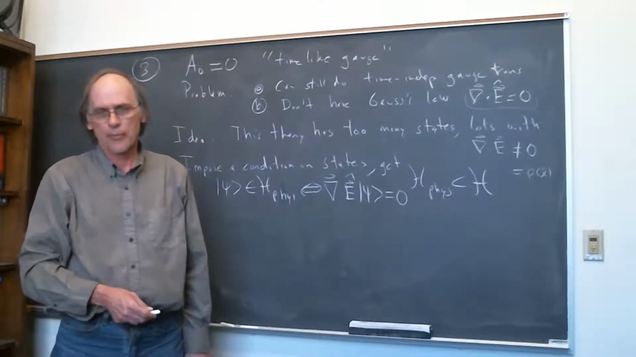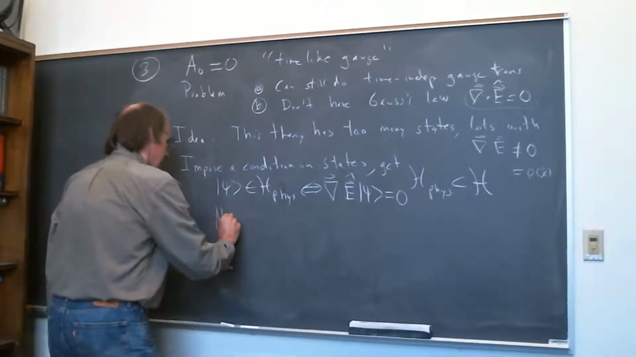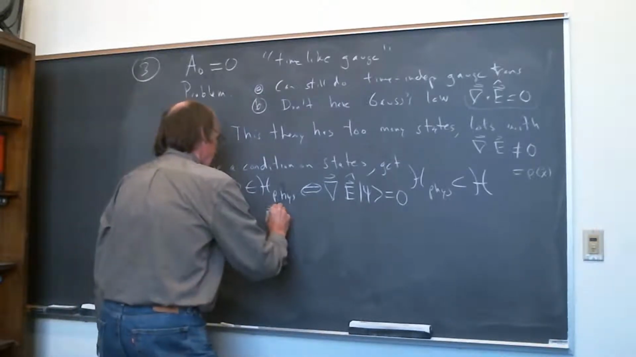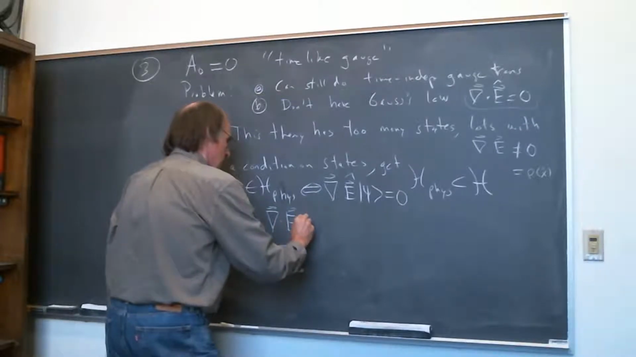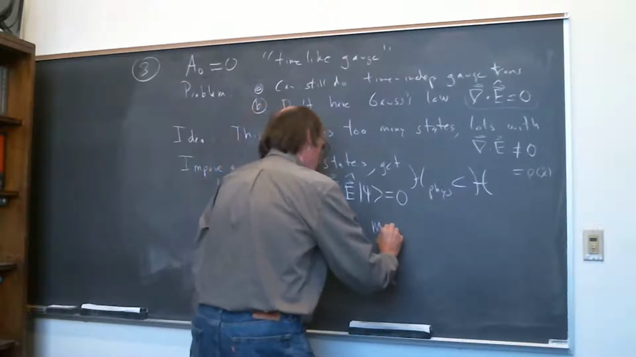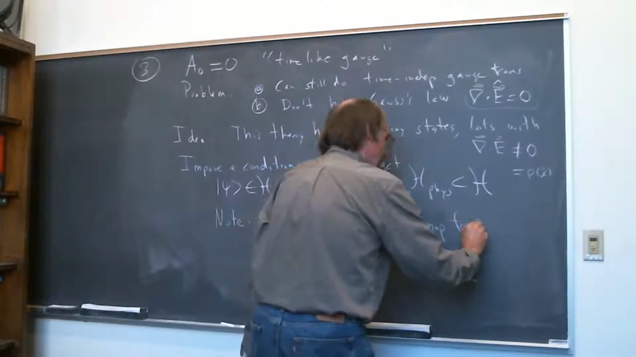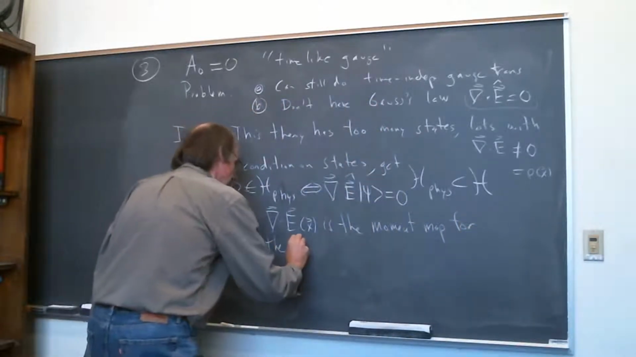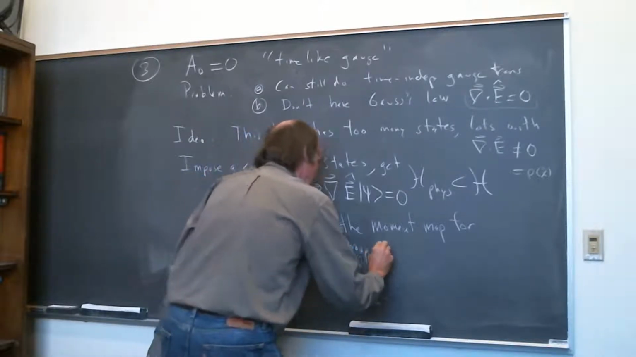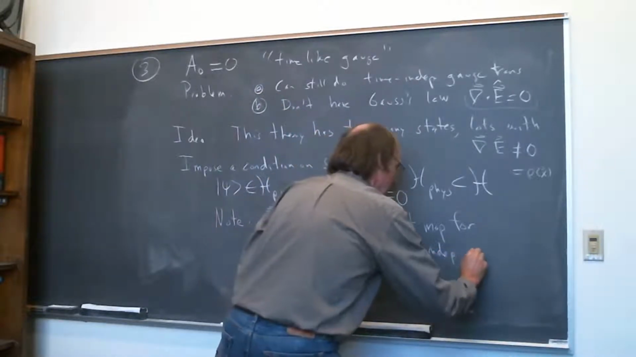There's more in the book, but the thing you can notice is that del E vector is the moment map for the infinite dimensional group of time-independent gauge rotations.